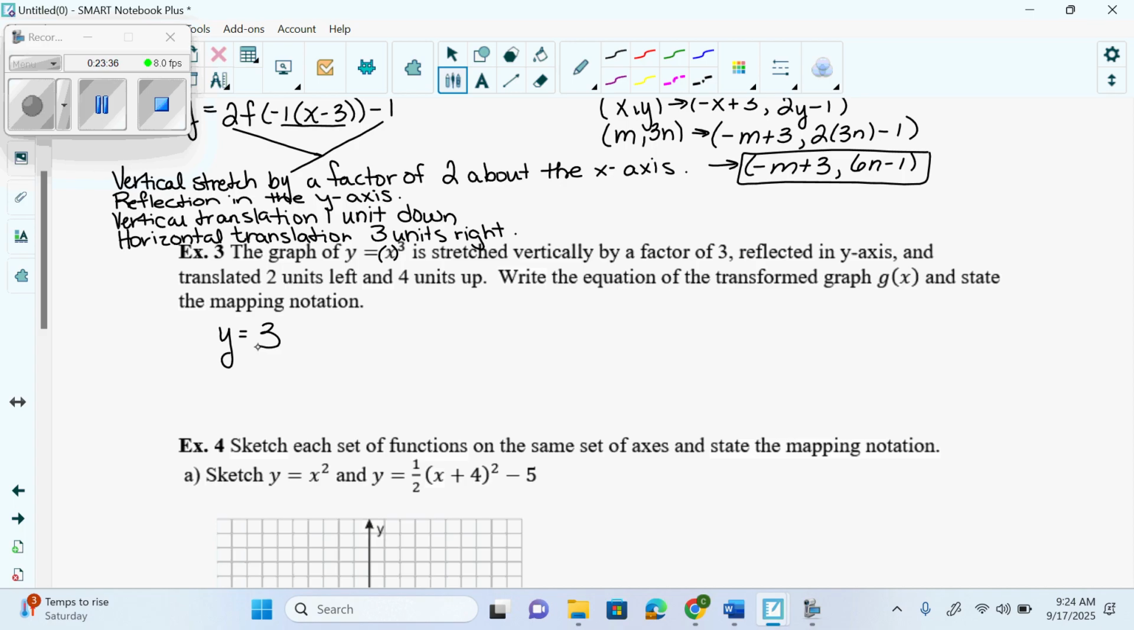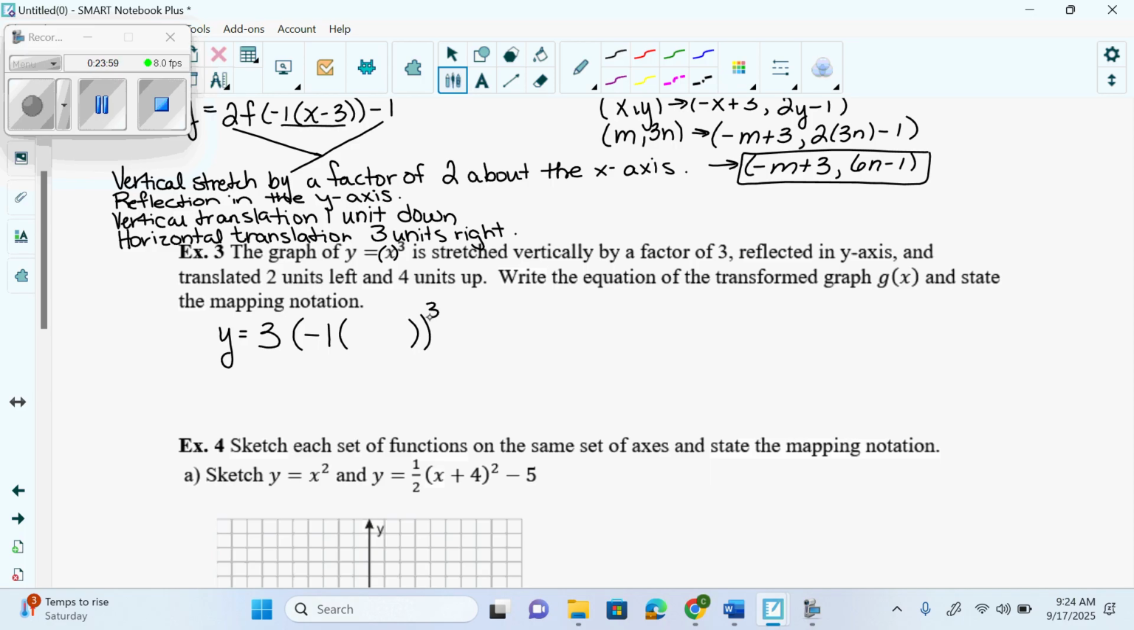Reflected in the y-axis, does that affect the x or the y? It's x's, right? It's reflected in the y, so it has to affect x. So I know it's going to be in the bracket. I'm going to get a -1. And then I open up my brackets again. Cubed.